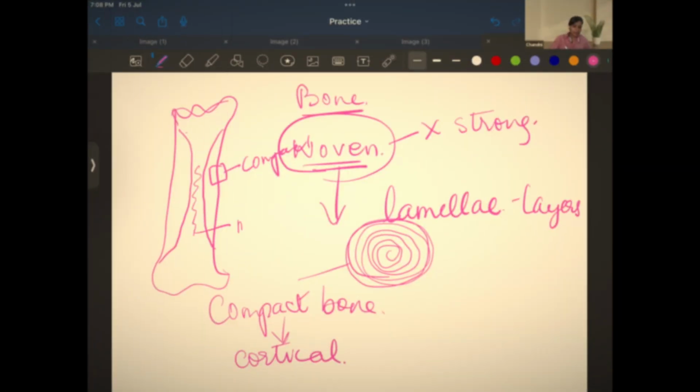Here inside, you have the marrow cavity. And here, this part is called the trabecular bone. This is not in the entire bone, okay? Not throughout, okay?